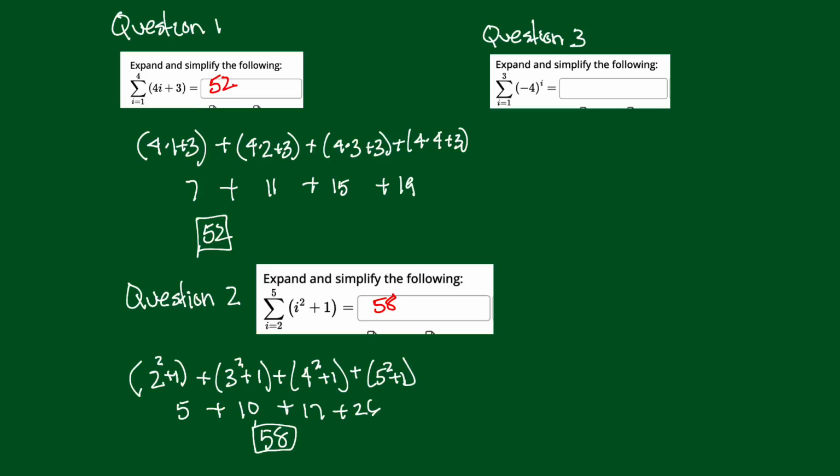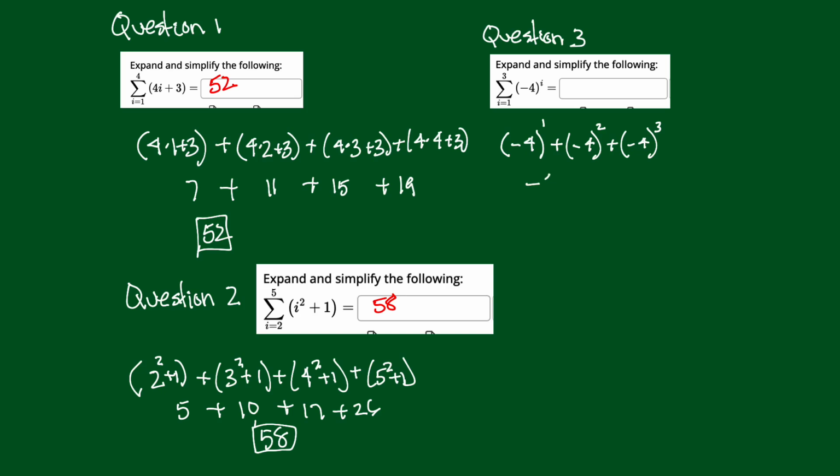In question 3, we're going to start here at 1 for i and terminate it at 3. So the initial value is 1. Let's write it. Negative 4. Now replace the i's with the 1. Plus, now increment the i by 1. Goes to 2. Plus negative 4. Increment i to 3. And that's where we end. That's the terminal value.